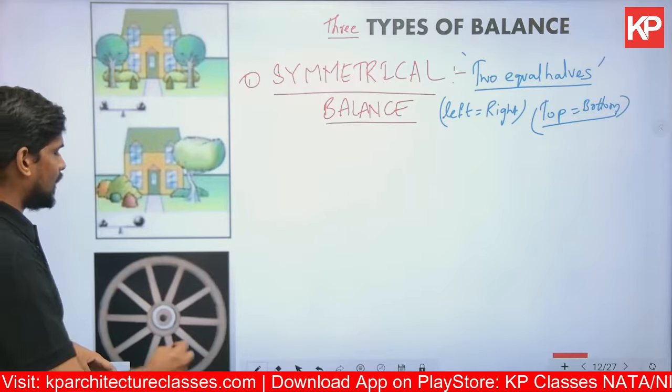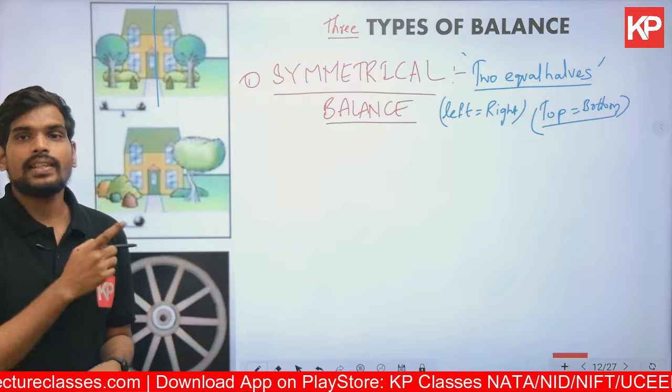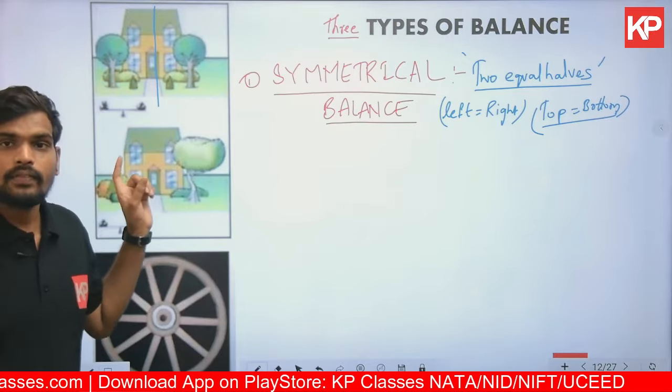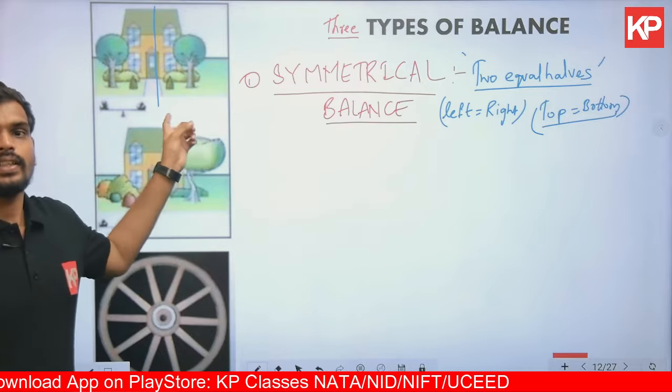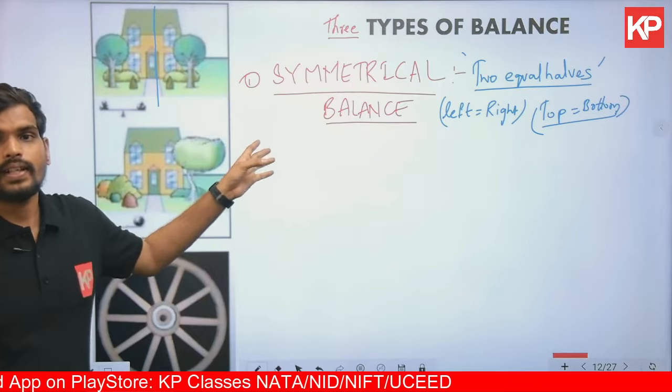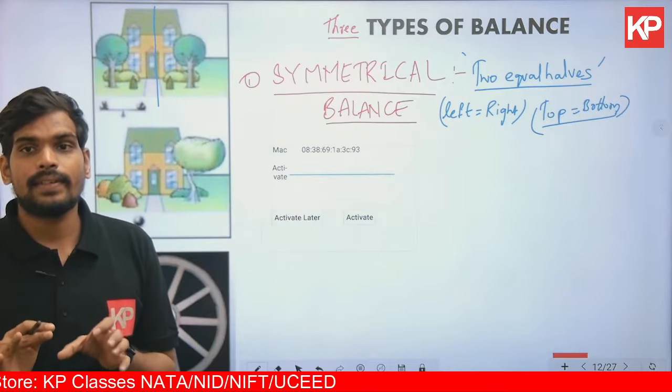This picture is symmetrical balance because if I draw a line in the center, the left and the right are exactly equal. There is one tree to the left, one tree to the right. There is one window to the left, the other window to the right. There is one bush to the left, one other bush to the right. So everything is symmetrical. Left is exactly equal to right. So that is symmetrical balance.